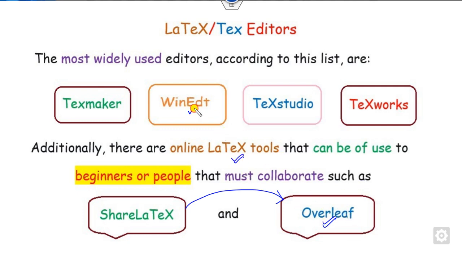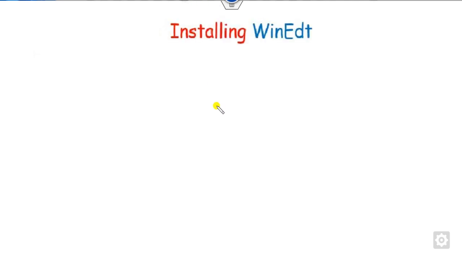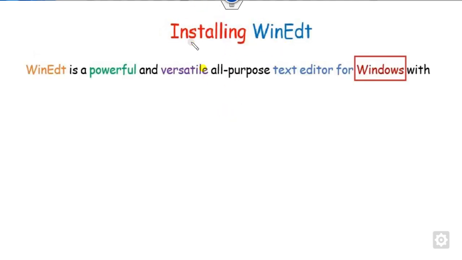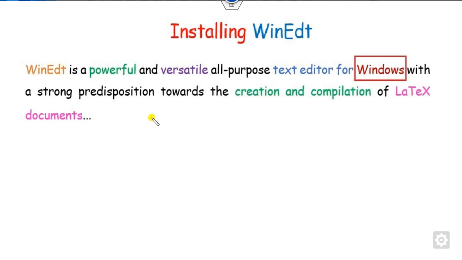Now let's discuss how we can download WinEdt firstly. So firstly, how you can install WinEdt. For that, firstly, what is WinEdt? It's one of the most powerful and versatile text editors used for Windows, only for Windows, remember that. And what is the target of it? You can create as well as compile LaTeX documents. So if you want to write any document in Windows, you have to install WinEdt.